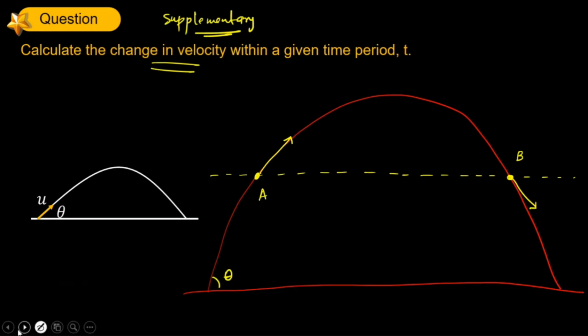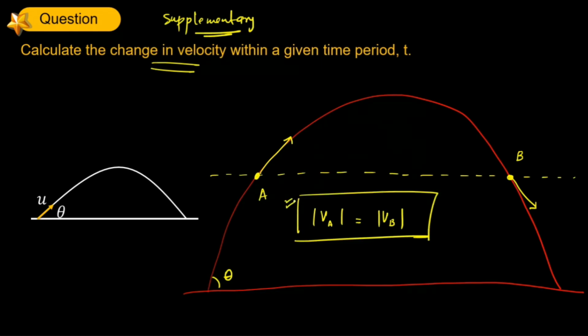Just remember this part. Whatever velocity is there at a certain height while going upward will always be equal to the velocity at the same height while the same projectile is going downward. So the magnitude of velocity at both the points will always be equal. So I can say mod of VA is always equal to mod of VB. Why am I using mod? Because velocity is a vector quantity. In order to avoid considering the direction, I'm using mod. So this is the only thing that you should remember from this particular part.